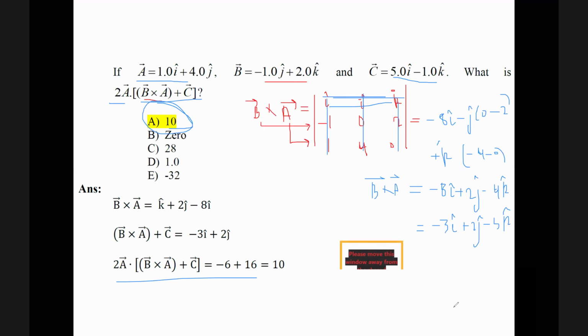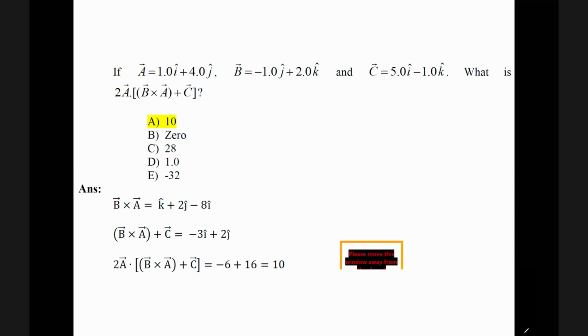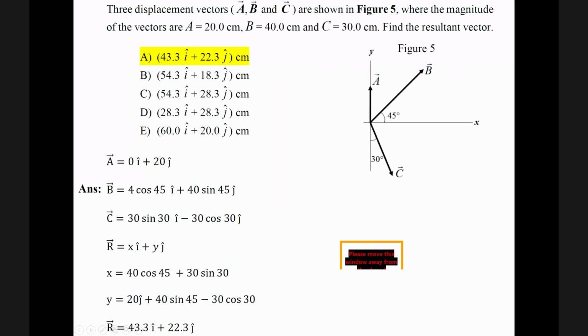I cannot spend too much time, guys, but exceptionally I want to make sure everyone understands the method. Here, we still have 6 minutes. Good. Three displacement vectors A, B, C are shown, where the magnitude of vector A is 20 centimeters, B is 40 centimeters, and C is 30 centimeters. He gave you the angles. This is cosine and this is sine; this cosine is negative and this sine is positive. I hope it's clear. Find the resultant vector.